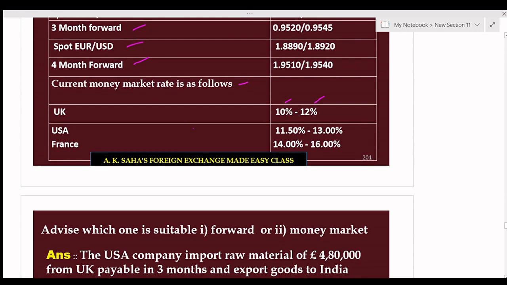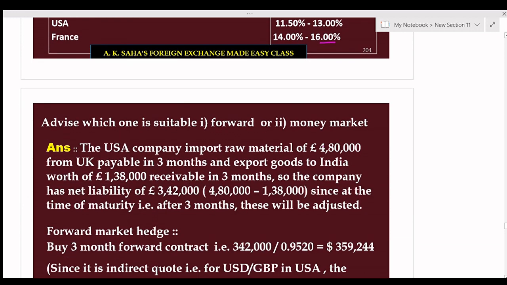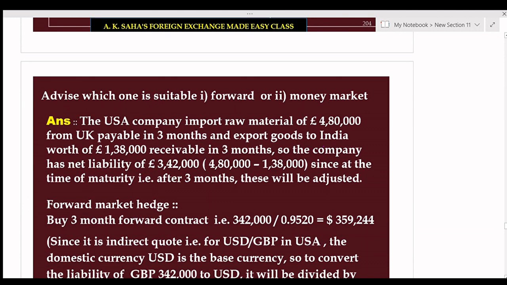USA interest rates: 11.50% is the deposit rate, and 13% is the loan rate. France is 14% and 16%, as given. Advice: which one is suitable, forward or money market?